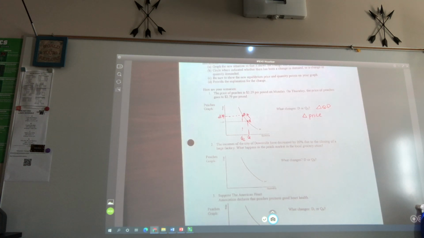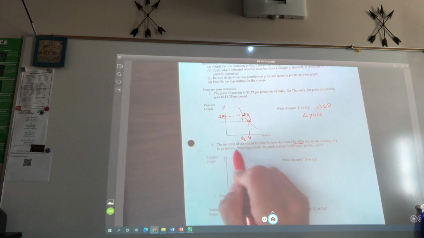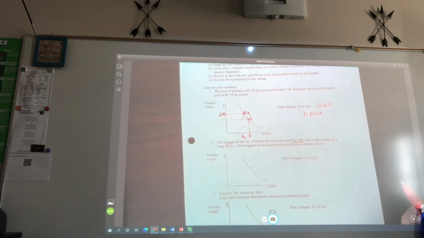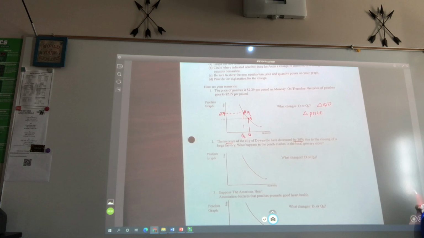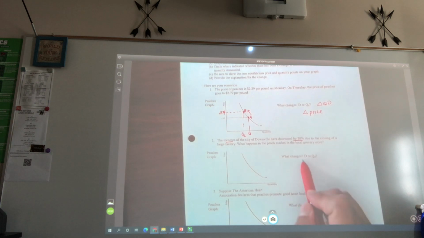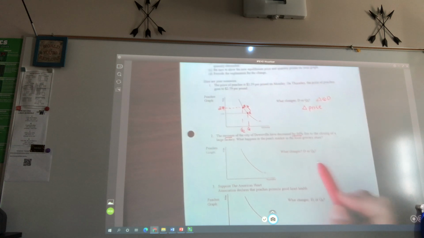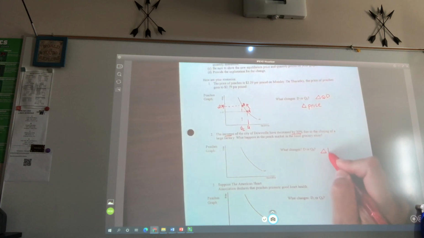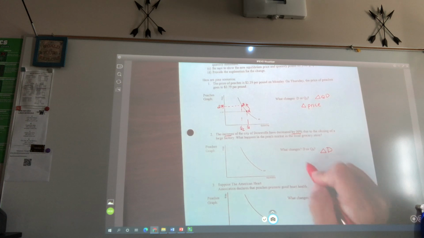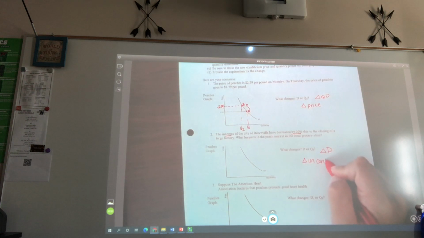Okay, our next one says the incomes of the city of Downville have decreased by 20% due to the closing of a large factory. What happens to the peach market in the local grocery store? So is this a change in demand or a change in quantity demanded? Change in demand. Why? Consumer income. Change in consumer income.